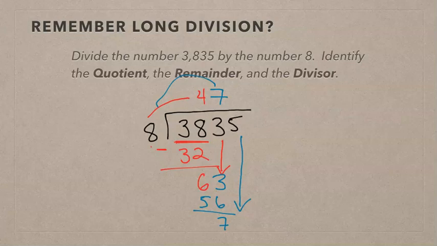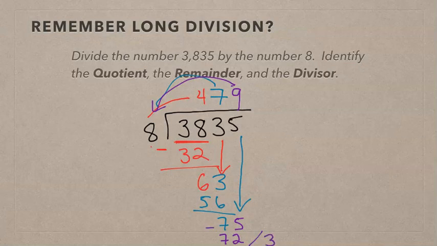I'm going to change colors. I'm not really sure why I'm changing colors. I'm just doing it. Bring down my 5, and then I say, does 8 go into 75? Yes, it goes in 9 times. And then we do 9 times 8, and that is 72. And then you subtract. I'm running out of room here. And I get 3.